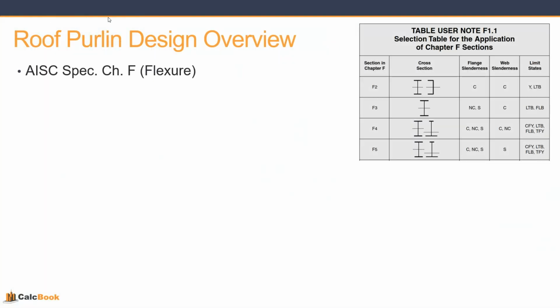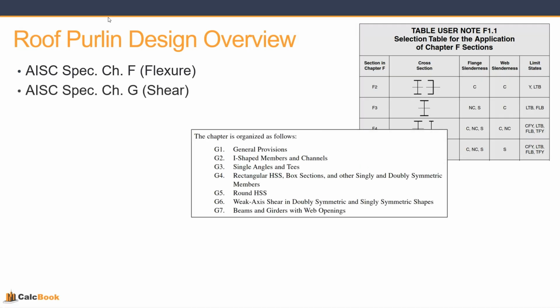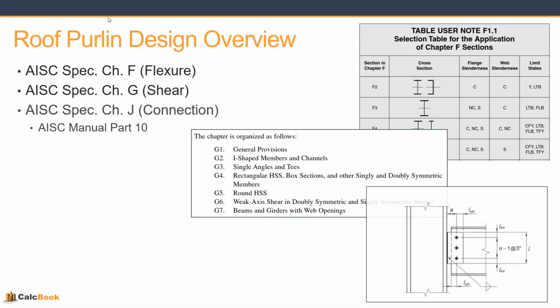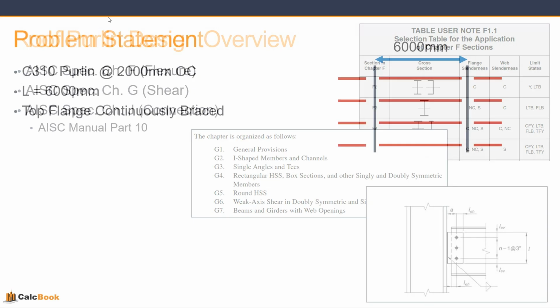We are going to be using AISC specification Chapter F for flexure design. We'll use Chapter G for shear design, and then we'll be using partially Chapter J for the connection design for the bolts and weld capacity and stuff like that. But then we'll also be referencing the AISC manual Part 10, which talks about single plate shear connections.